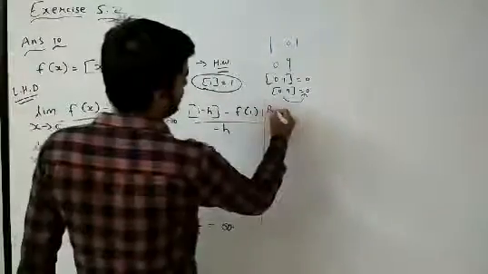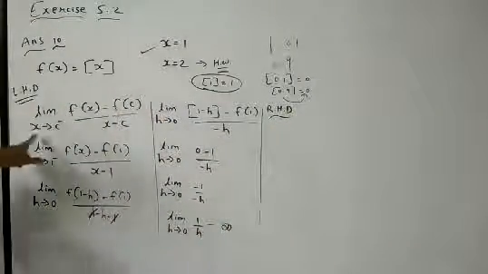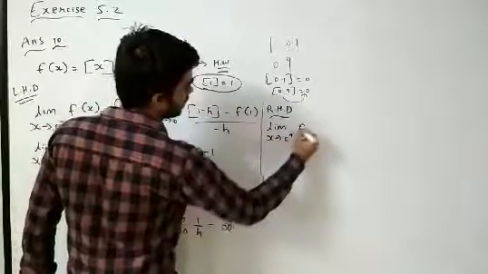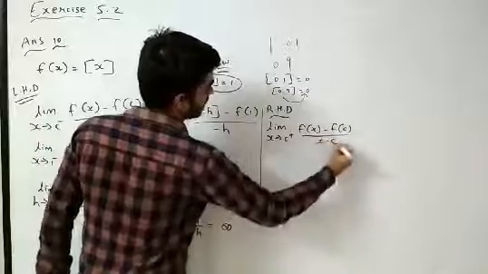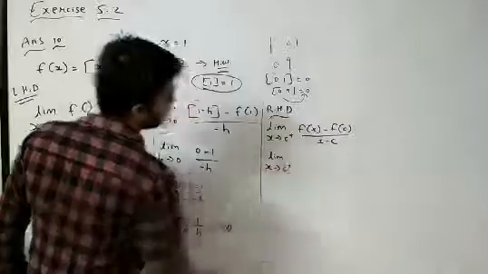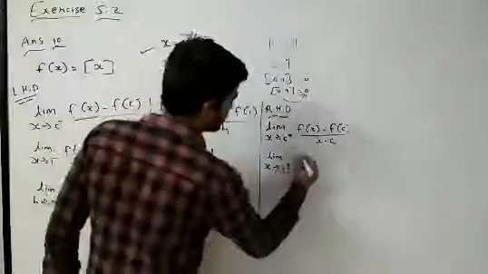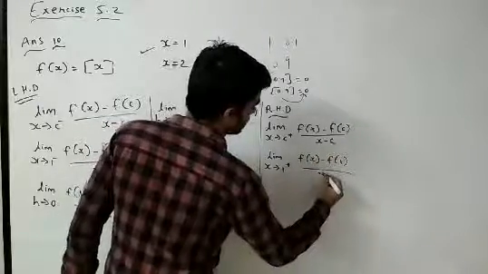Let us take the right hand derivative. Limit x tends to c positive, f of x minus f of c by x minus c. So limit x tends to c positive, our function, that is x equal to 1. So 1 positive, f of x minus f of 1 by x minus 1.